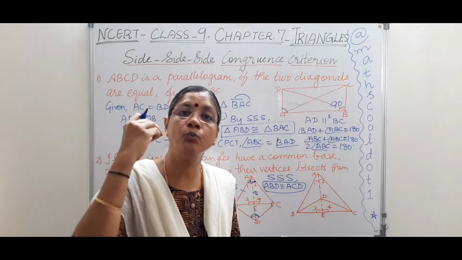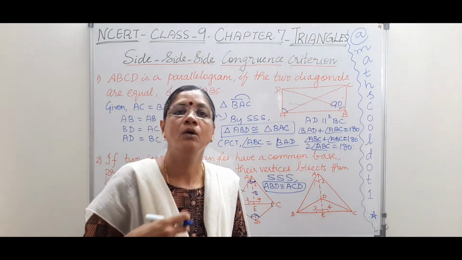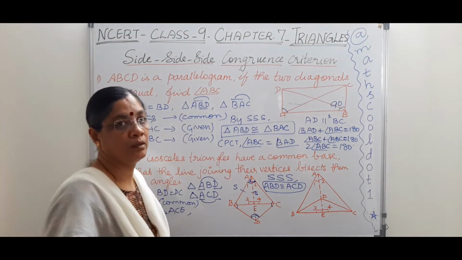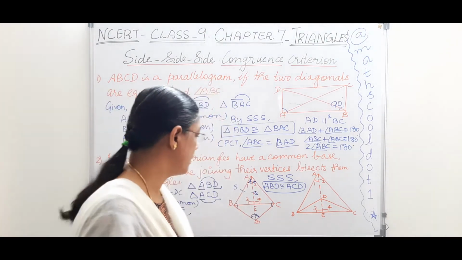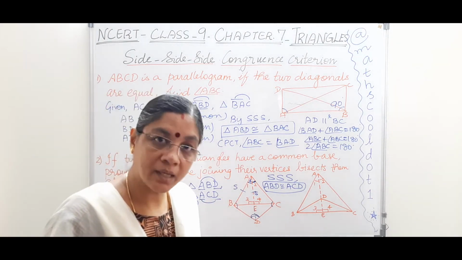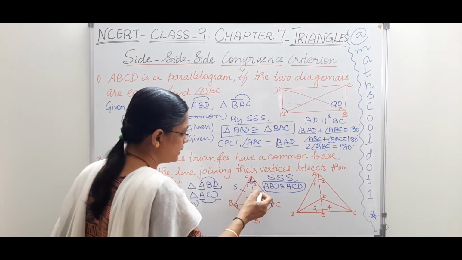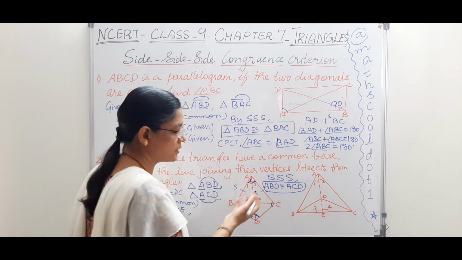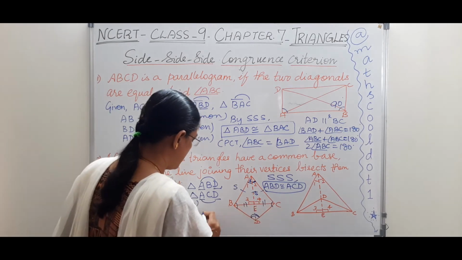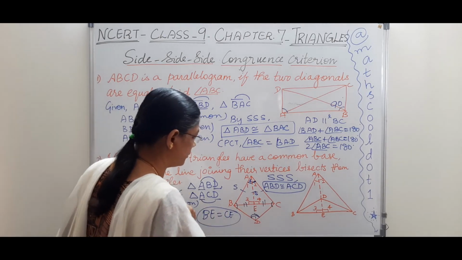When you are able to visualize triangles and the corresponding parts, you'll be able to easily find out the valid points for congruence. Now we have, according to SAS, these two triangles are congruent. So by CPCT again, what do you have? Already these two sides are equal, so automatically BE should be equal to CE. That is what we are trying to prove, right?